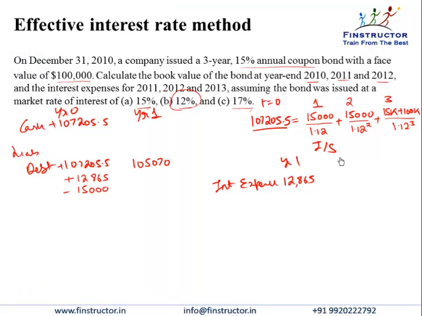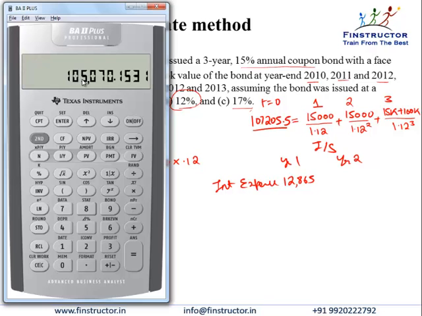The interest expense for year 2 similarly would be the outstanding liability at the end of year 1 multiplied by the rate of interest at issuance as $105,070 into 12%, that is $12,608. Store this in the memory register 3.